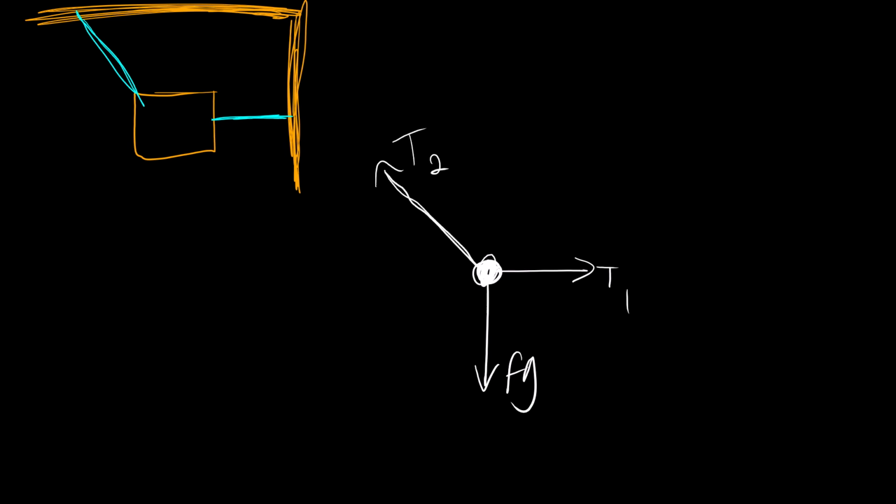Our next example, we have an object connected by two ropes. You can see from the top and from the side of the walls. Now how do we draw a free body diagram? We have Fg, we have T1, and then we have T2.